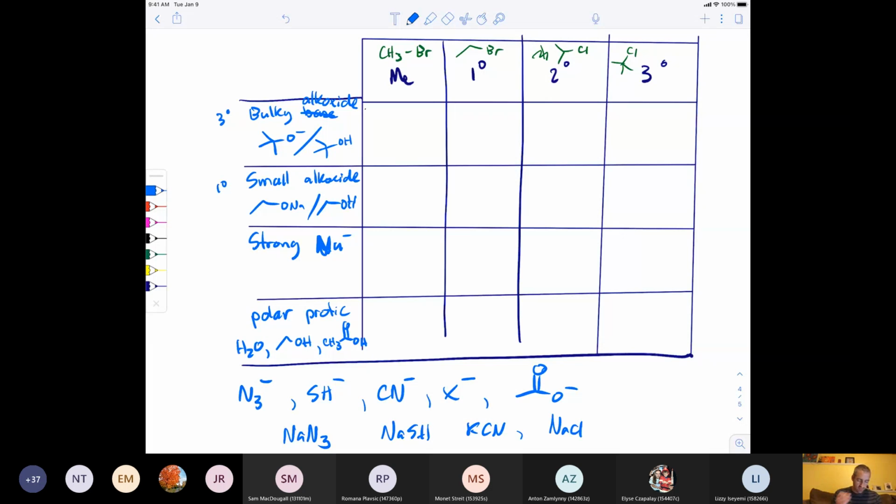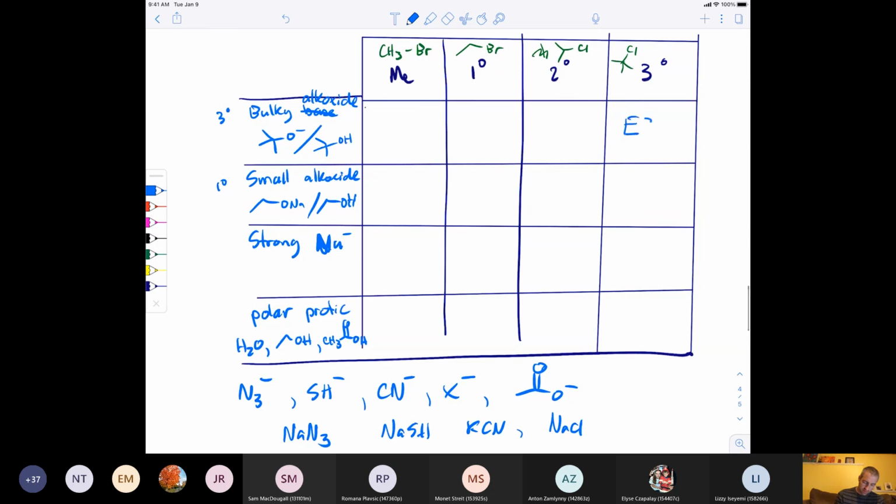So bulky alkoxides really love to do E2. They're terrible nucleophiles because they're bulky. They only like to do elimination, and so they like to do E2. They do E2 right across the board except for the methyl bromide, because you can't do elimination at all on a methyl compound. To do elimination, you need an alpha carbon and a beta carbon at a bare minimum. Methyl bromides have an alpha, but they don't have a beta. You can't make an alkene with one carbon. So this cannot possibly do elimination.